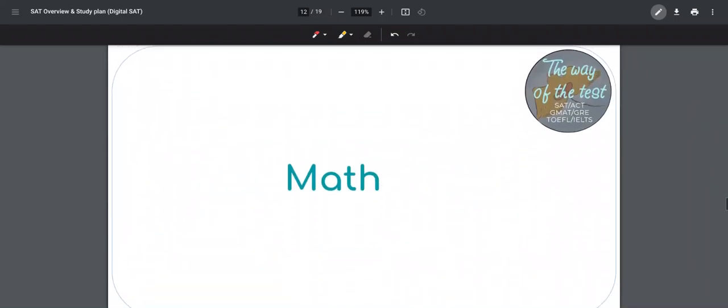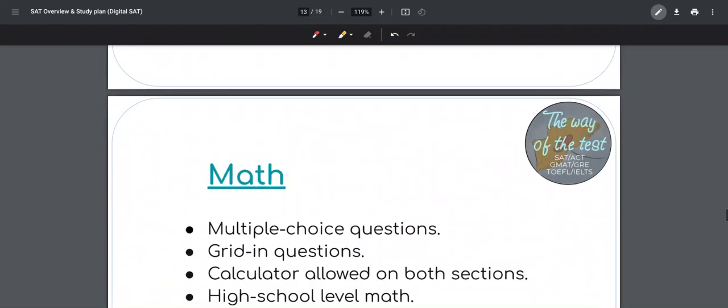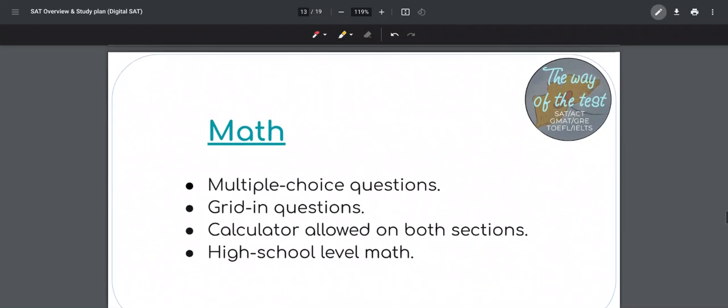Now we're going to go to the math section. Remember, unlike the old SAT, now we only have one main math section that is in two modules, okay? And they're all about the same topics. Now, in the case of the math section, we have two types of questions. We have multiple choice questions. Again, we have four alternatives, A, B, C, D, which means we can completely randomly guess, and we have a 25% chance of getting it right.